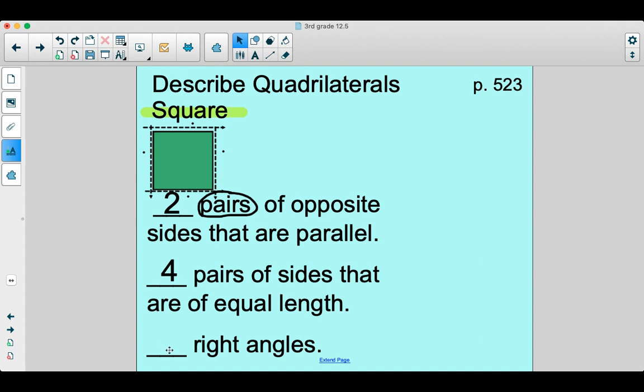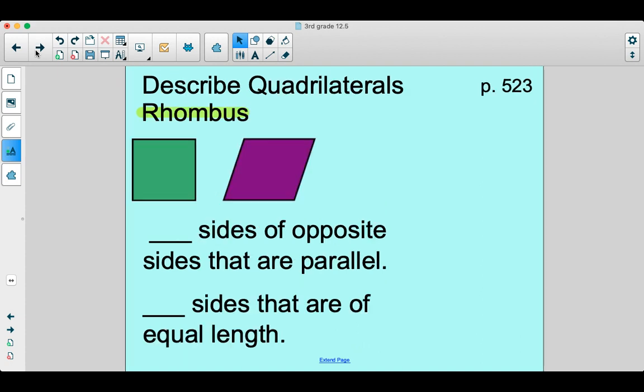Okay, and then you guessed it. There are still 4 right angles. All right, so that's a square for you. And my mom has learned big lessons here because she didn't know a square could be a rectangle, but a square is just a square.